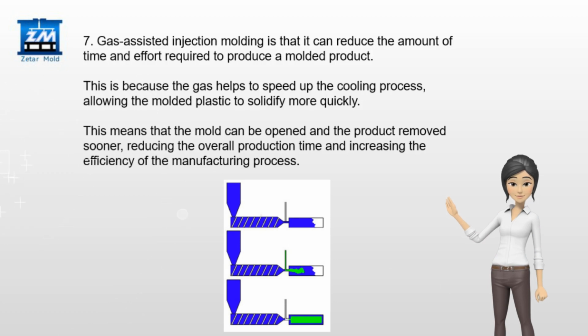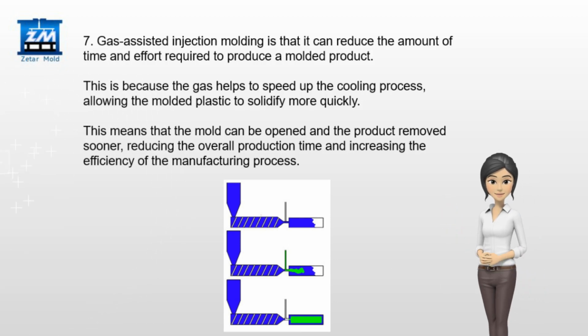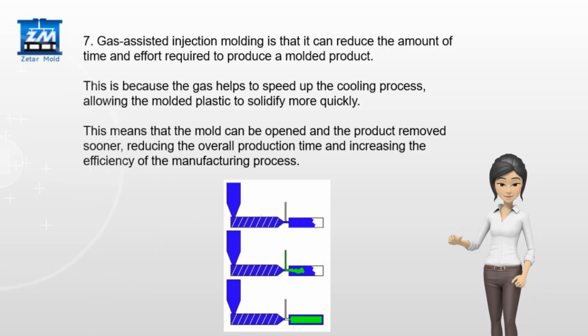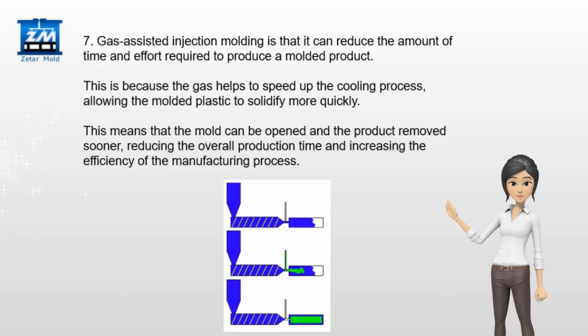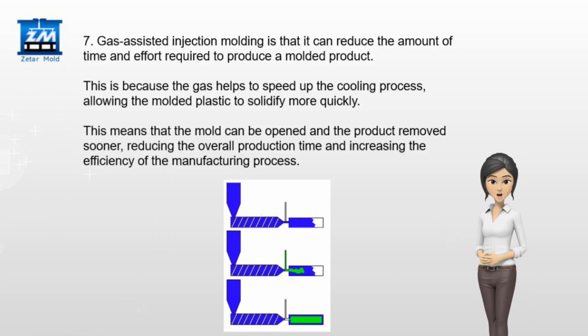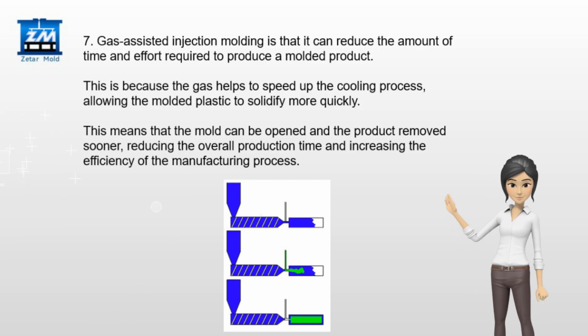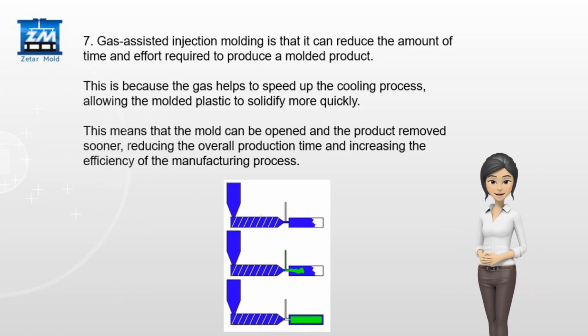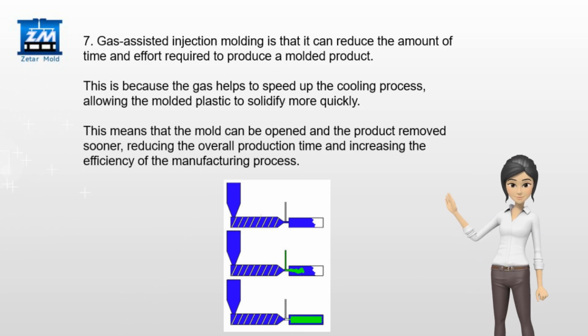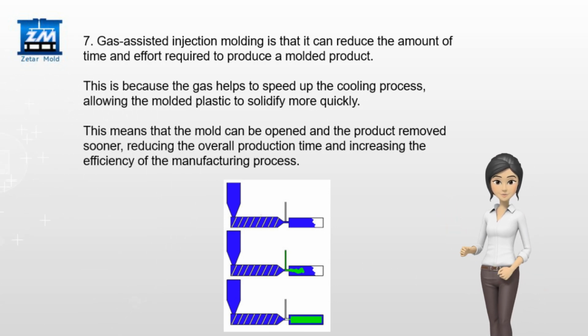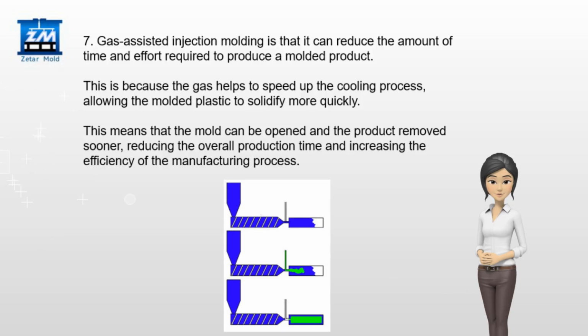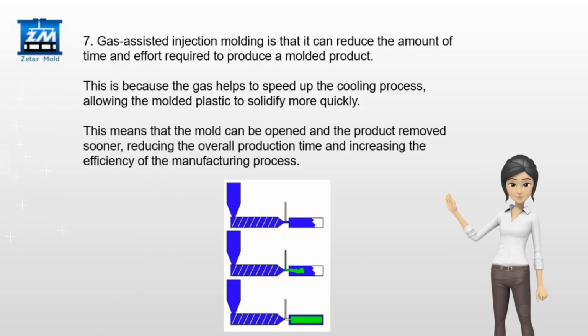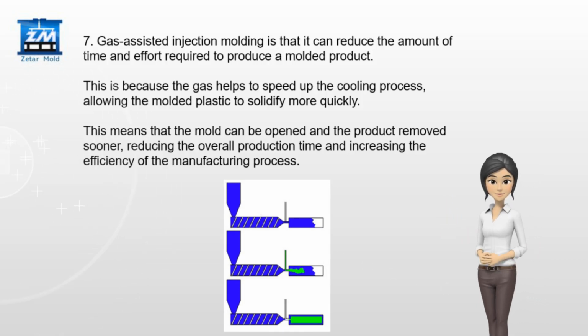7. Gas-assisted injection molding can reduce the amount of time and effort required to produce a molded product. This is because the gas helps to speed up the cooling process, allowing the molded plastic to solidify more quickly. This means that the mold can be opened and the product removed sooner, reducing the overall production time and increasing the efficiency of the manufacturing process.